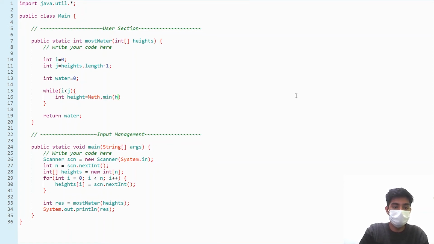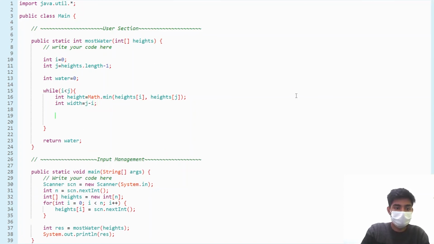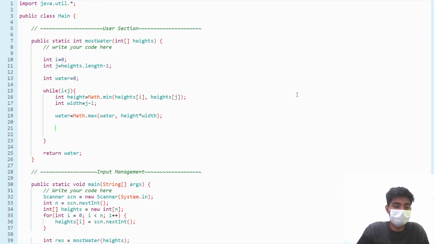So heights of i comma heights of j, right? This will give me the minimum height. Now I need the width, and my width is just j minus i, right? And what is going to be my water? Water will be the Math.max of the two numbers, right? So the old water and height times width, right? This is my new water.